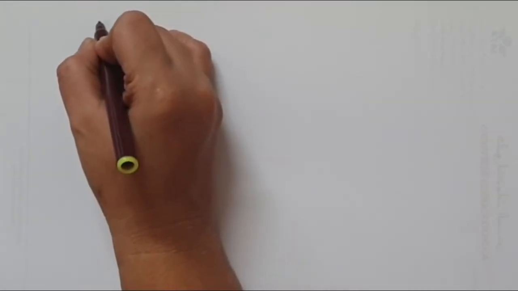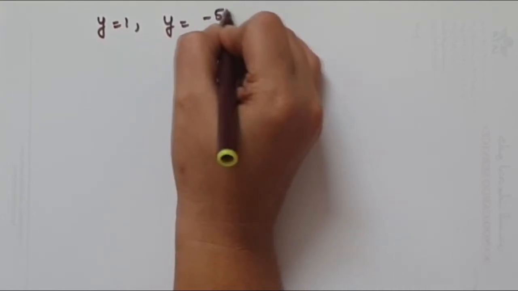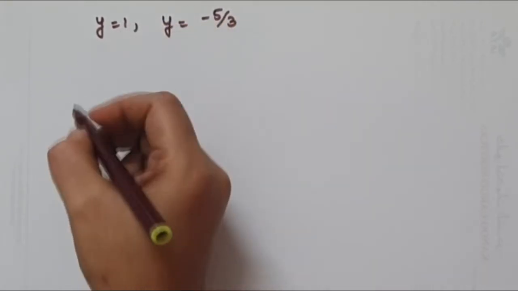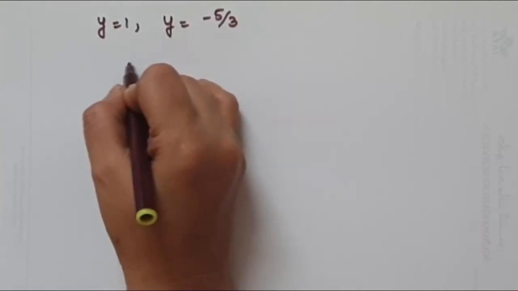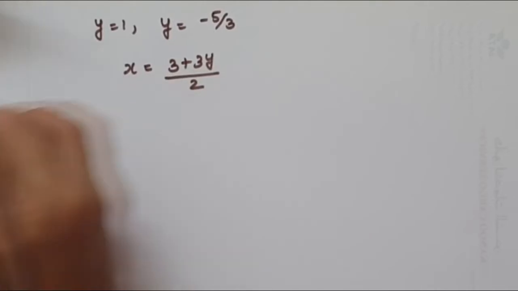Now we have got our values for y as y equal to 1 and y equal to minus 5 over 3. Already we had our equation for x will be equal to (3 plus 3y) over 2.